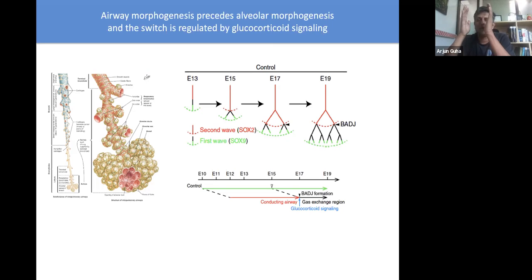So in other words, you have a singular branch tree with a group of cells at the tip that in time switch from making airways to making alveoli. Again, this pattern is going to be extremely interesting to compare with in the context of the kidney.